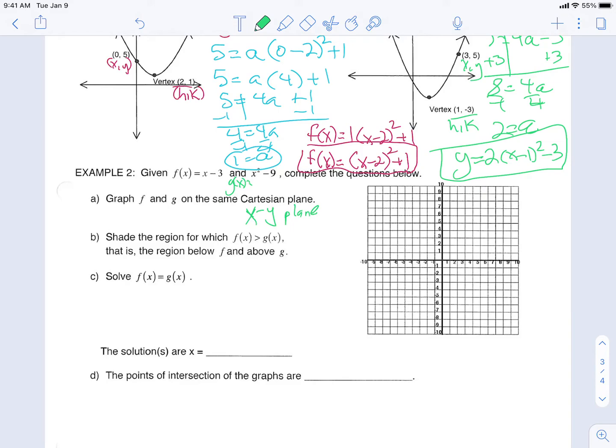So now, first f of x equals x minus 3, I'll do this in green. So negative 3 is my y-intercept. My slope is 1, so up 1 over 1, up 1 over 1. And I'm writing multiple dots here because I want this to be really accurate, because I've got to find where they intersect. Okay, so there's my connected dots. This is f of x equals x minus 3.